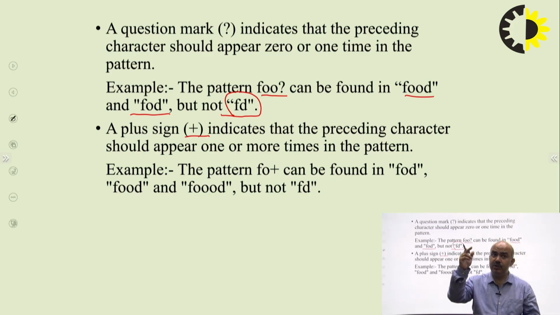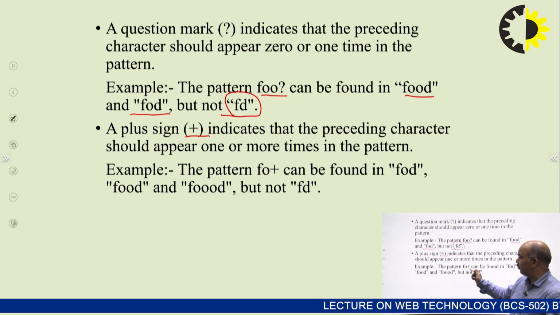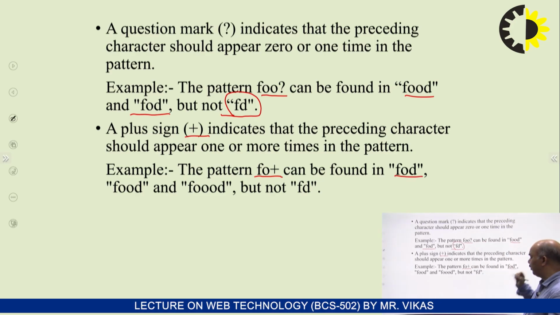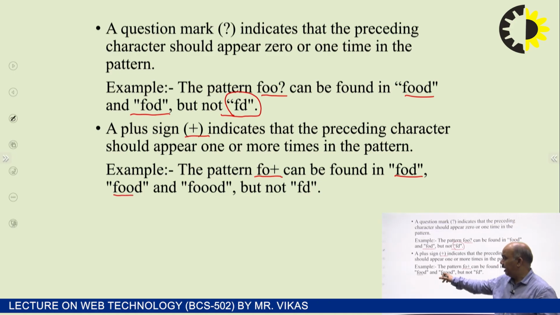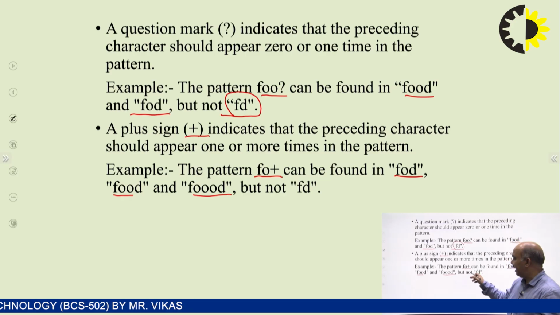The question mark says 0 or one time. Here in this case, the plus sign will say one or more times. Let's suppose we want to check the expression FO+, which can be found in, let's say, the word FOD. Food can also be found, and FOD can also be found, but not in FD.